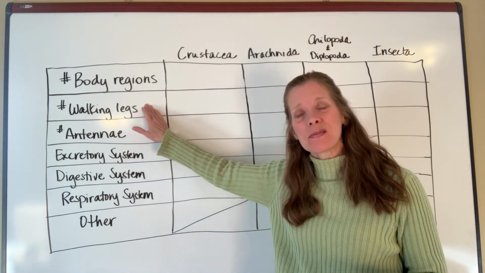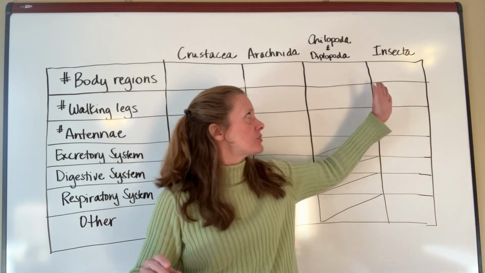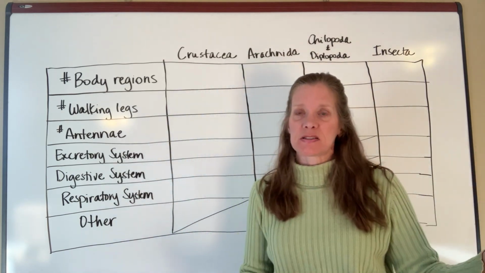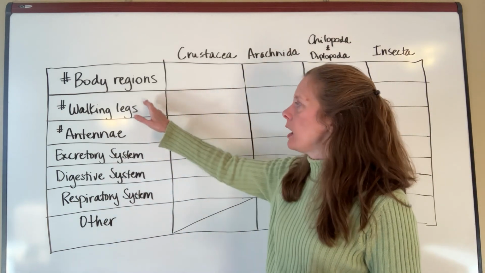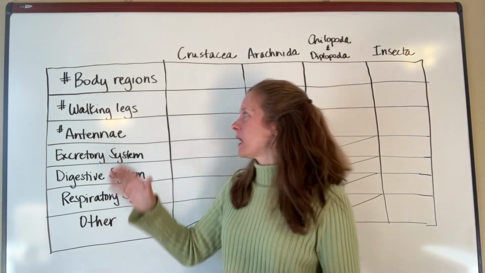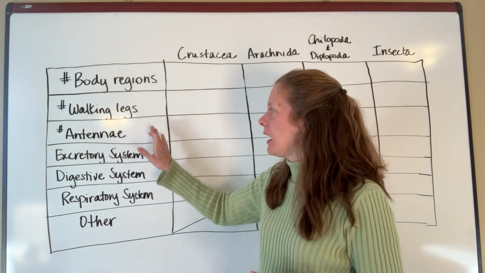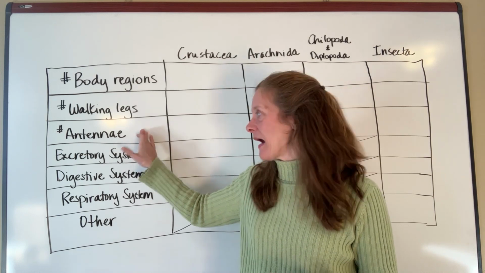How many walking legs do they have? Again, if you studied insects, you probably know that they have 6 legs or 3 pairs, but what about the rest of these? How many walking legs do they have? How many antennae do they have?